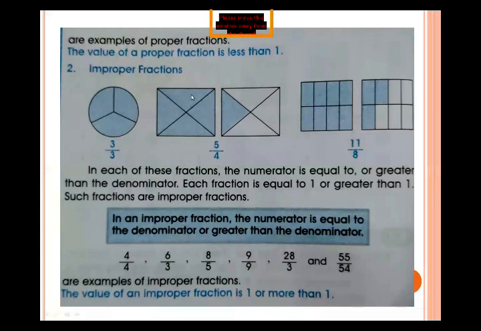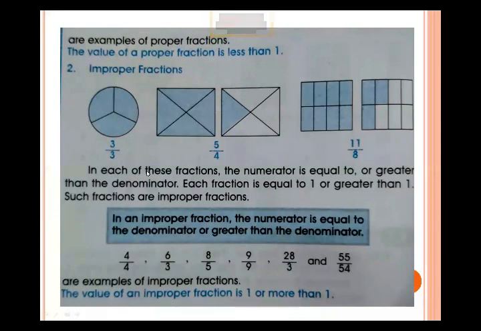Now look here, whole 4 parts are shaded, but one more part is shaded. It means total shaded parts are 5, and each shape is divided into 4 parts. Their common denominator is 4. That's why the fraction is 5 upon 4. The numerator is greater than the denominator. Again, the total parts are 8, whole shapes are shaded, and 3 more parts are shaded, and the common denominator is 8. It means total shaded parts are 11. The numerator becomes greater than the denominator, so we say it is an improper fraction.